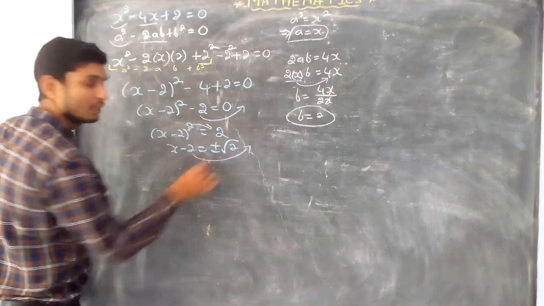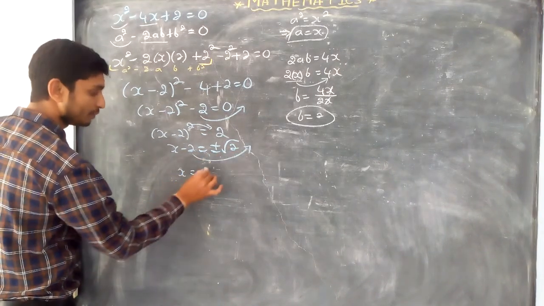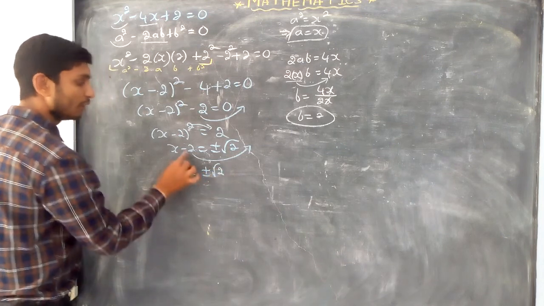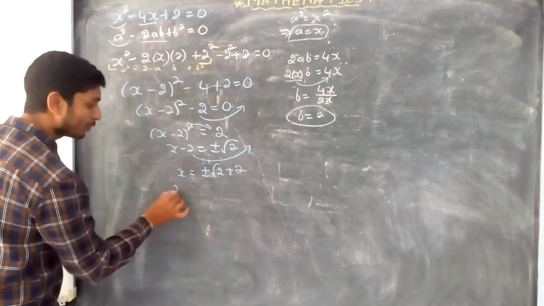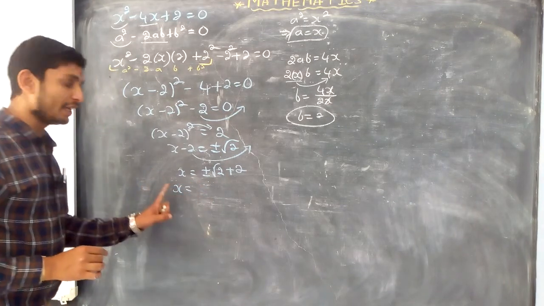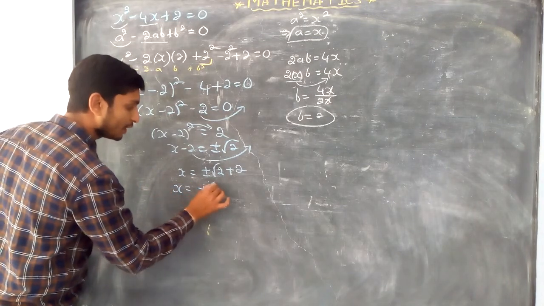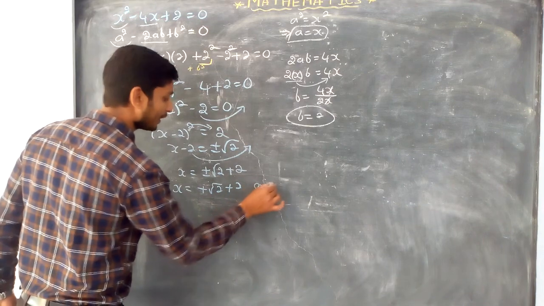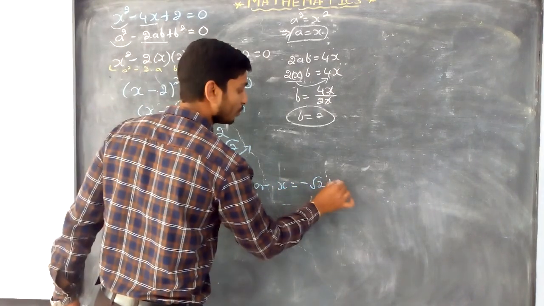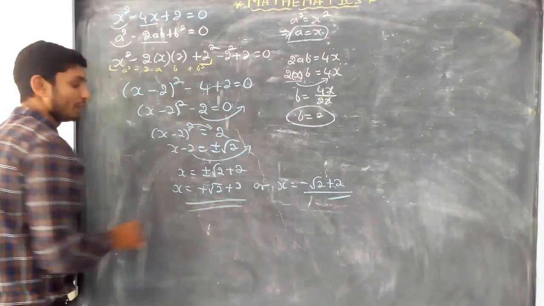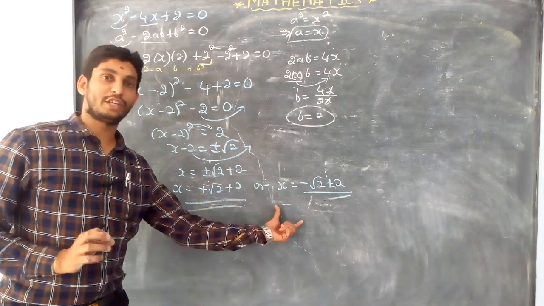Transfer minus 2 to that side. That is x is equal to plus or minus root 2. Minus 2 if it goes to that side, this becomes plus 2. Yes, what are the two answers? One answer is x is equal to plus root 2 plus 2. Another answer is x is equal to minus root 2 plus 2. Yes, these two are the solutions. Hope there is no doubt in it.